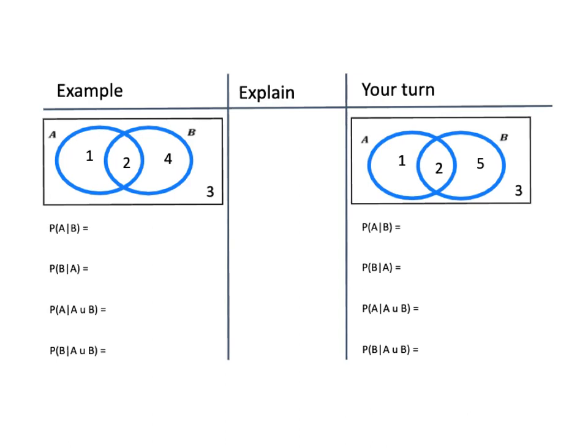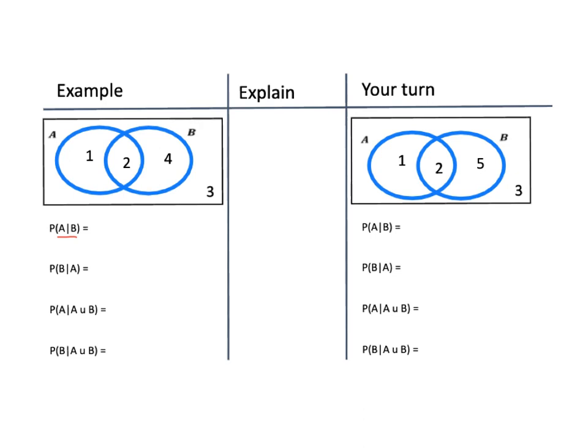Here we're going to use Venn diagrams to calculate conditional probability. Conditional probability is the probability of something happening given that we already know some other condition. Now there's a special probability notation for that, and you can see that here. This particular notation means the probability of A given that we already know that B is a condition.